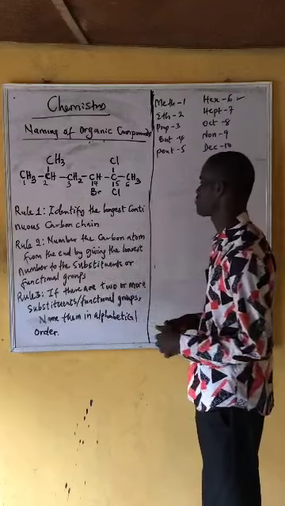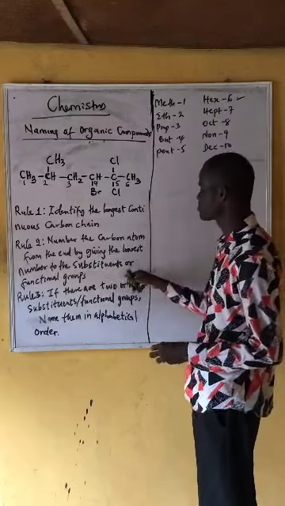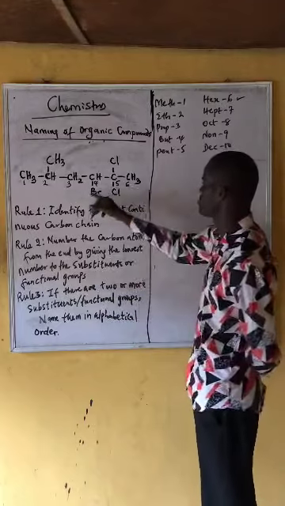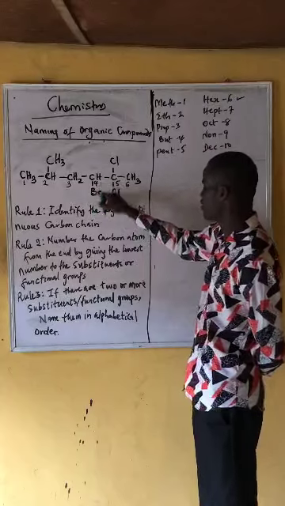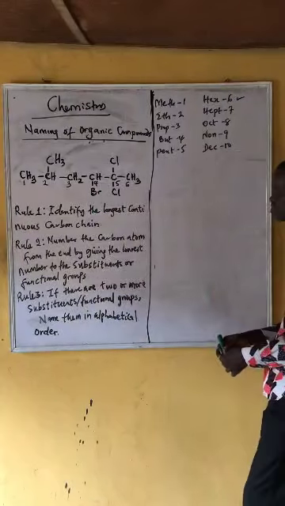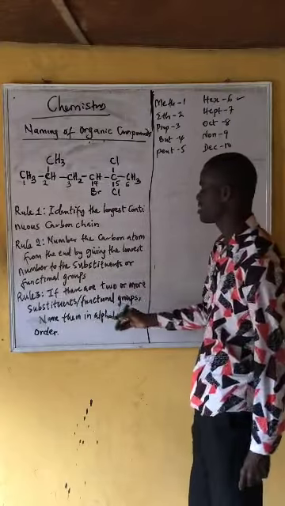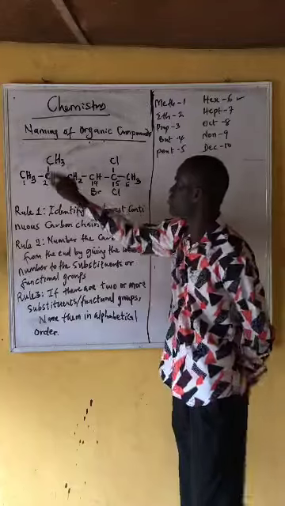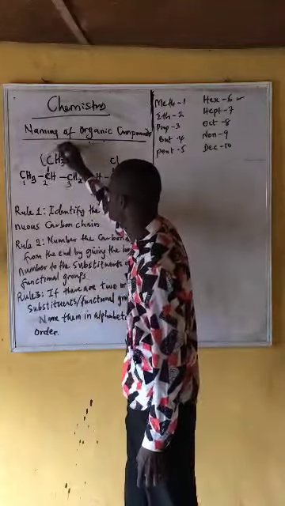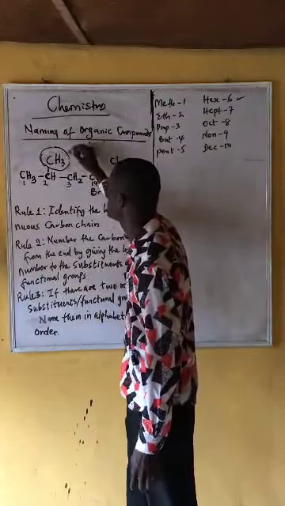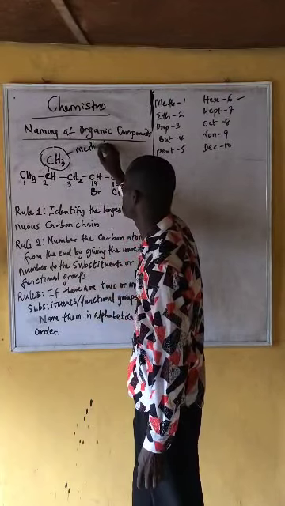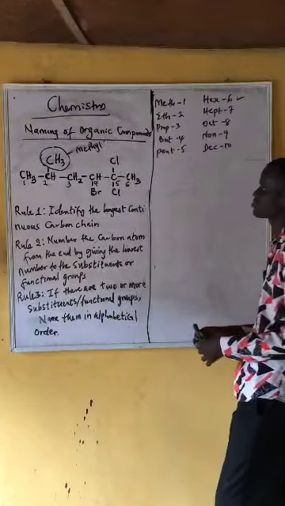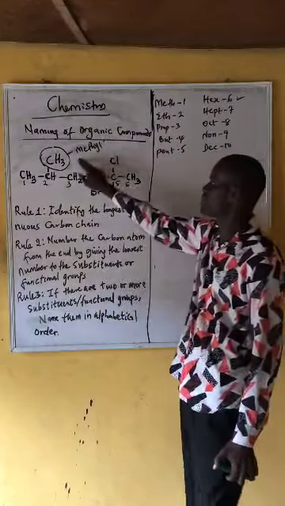Number the carbon atom from the end by giving the lowest number to the substituent or functional groups. Let's name this from here. And we are told in rule number 3 that if there are 2 or more substituents or functional groups, name them in alphabetical order. Alphabetical order means that B comes before C and before M. The CH3 here is actually a methyl group.